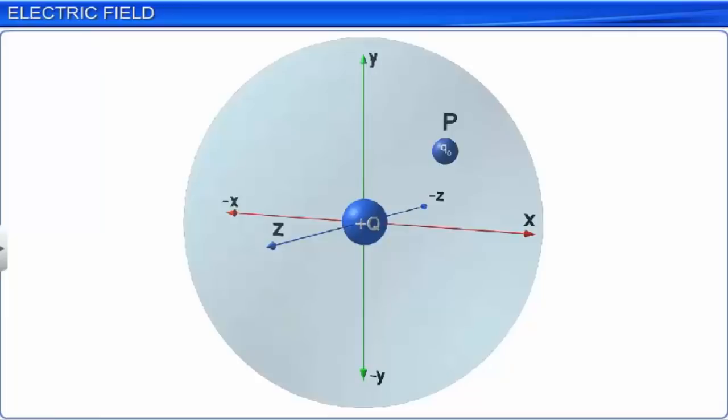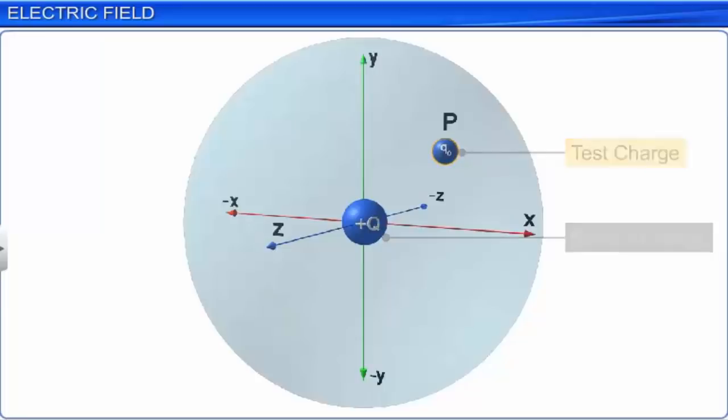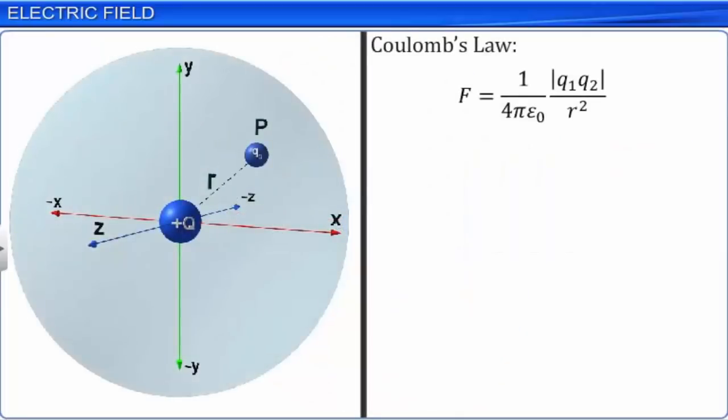An electric field is a region in which the influence of a charge is felt. Since charge Q produces this electric field, this charge is called the source charge. Charge Q0 is called a test charge, as it is used to study the effect of the electric field created by charge Q. We can use Coulomb's law to calculate the force on Q0 due to Q. The electrostatic force on Q0 due to charge Q is F is equal to 1/4πε₀ Q Q0 by r² into r cap, where r cap is the unit vector along the direction of OP. Let this be equation 1.